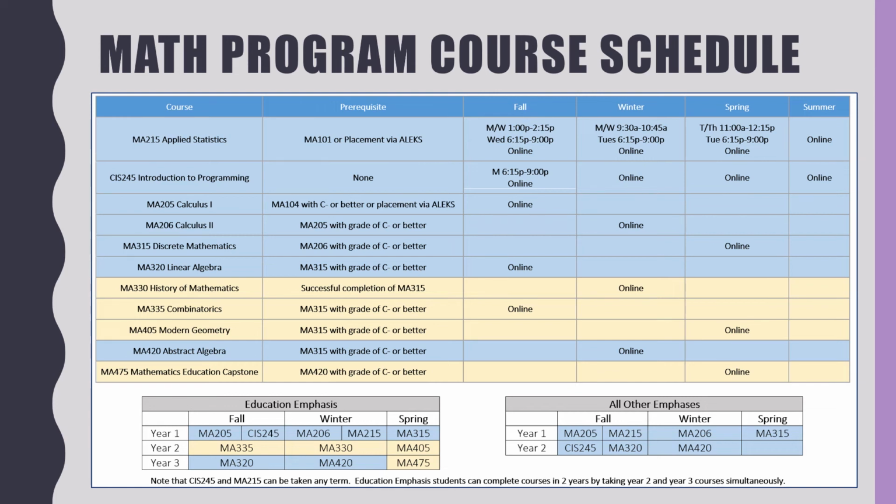The last thing to point out is those 2 boxes at the bottom of the screen that tell you when you should complete each of your courses. So years 1, 2, and 3 for an education emphasis student. Again, you can complete year 2 and 3 simultaneously. I would encourage you not to do that, as those are very tough courses. They are upper level mathematics courses and you don't want to overload yourself. However, the option is there if you need it.